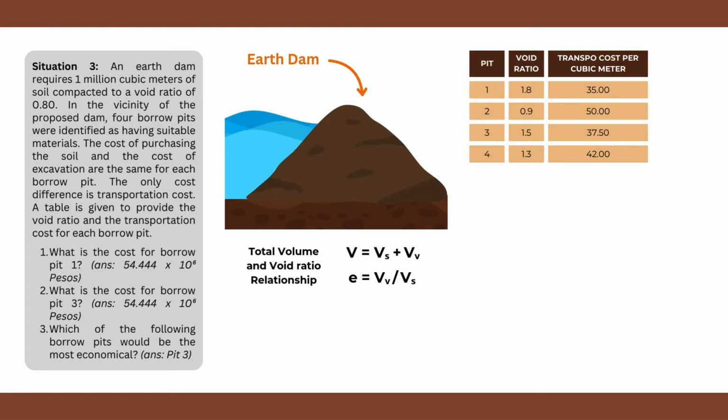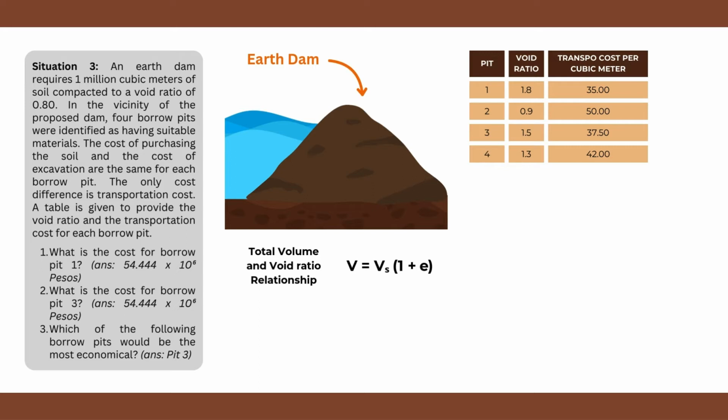Starting with our void ratio formula, we can multiply both sides of the equation by our volume of solids para makuha ang equivalent value ni volume of voids. And kung mapapansin nyo, pwede na natin siya isalpak sa ating total volume formula. Further simplifying, we would come up with a new formula where our total volume is equal to our volume of soil solids multiplied by the quantity of 1 plus our void ratio.